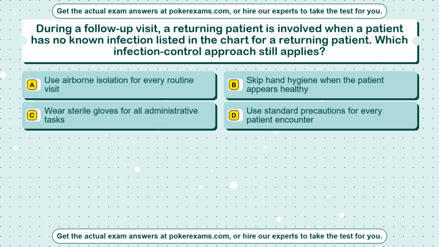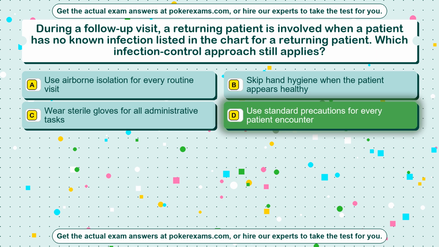Question 9. During a follow-up visit, a returning patient is involved when a patient has no known infection listed in the chart for a returning patient. Which infection control approach still applies? Option A. Use airborne isolation for every routine visit. Option B. Skip hand hygiene when the patient appears healthy. Option C. Wear sterile gloves for all administrative tasks. Option D. Use standard precautions for every patient encounter.